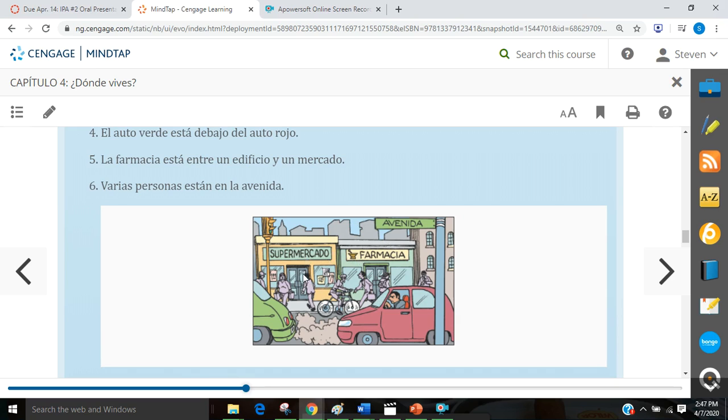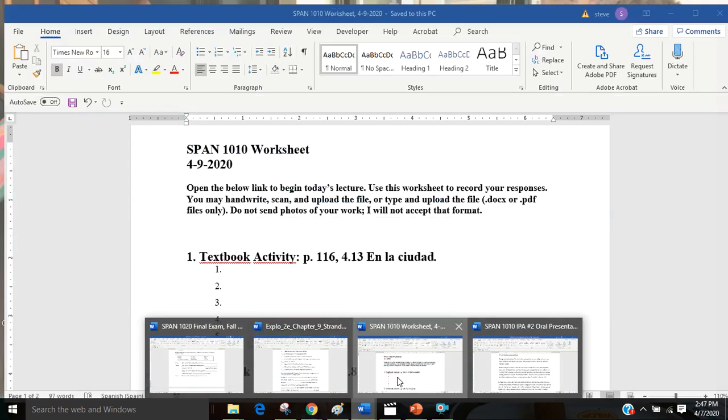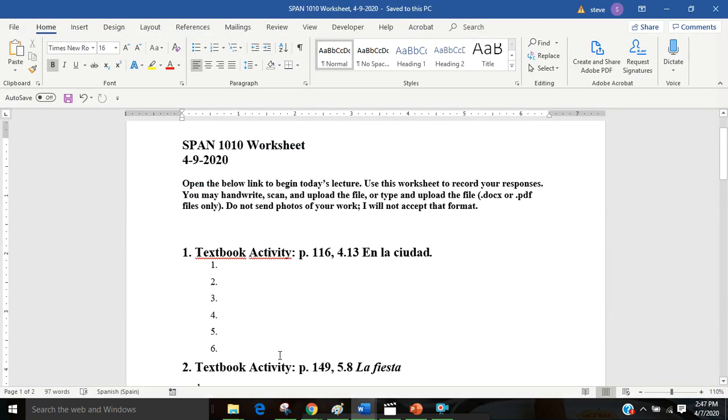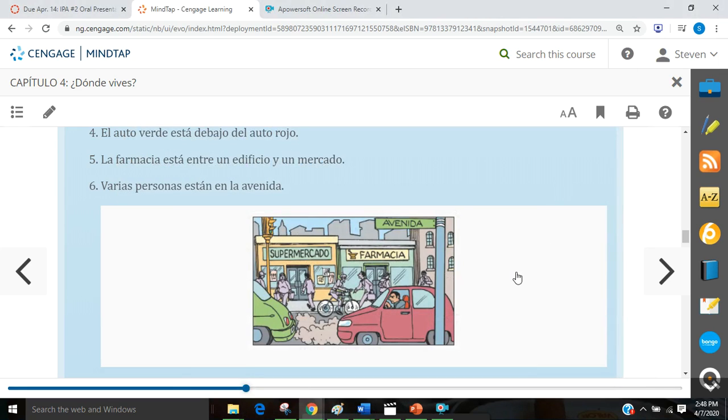Es cierto. Now, if that happened to be false, if it were to say something like, el supermercado está enfrente de la farmacia, you'll put down falso, está al lado del supermercado. You can also say está a la izquierda de la farmacia. So there's going to be more than one answer possible in most cases. Okay, so as always, you're going to put your answers on the textbook participation worksheet and upload that to Canvas when you're finished. So I'll pause there. You can move on when you're finished.